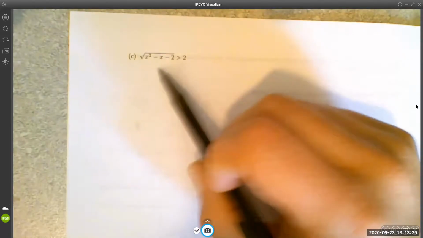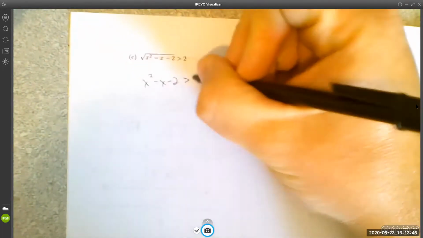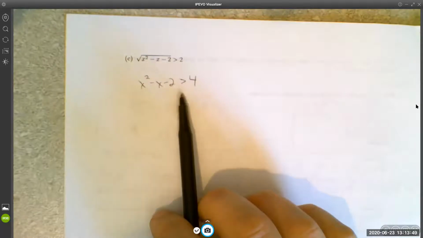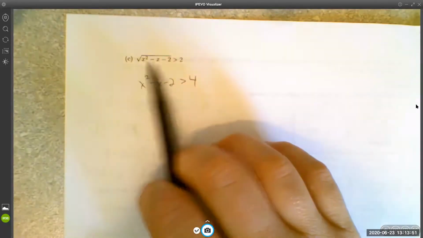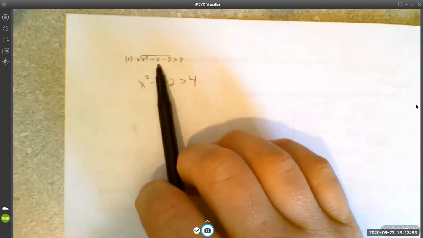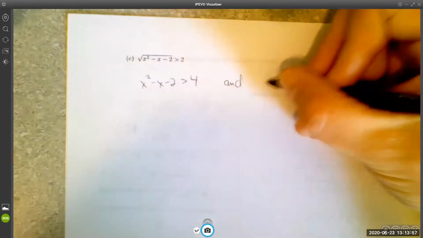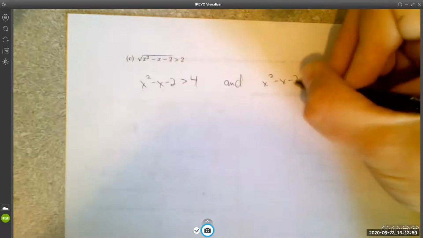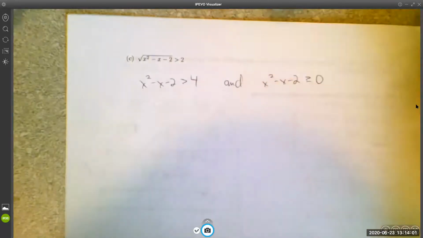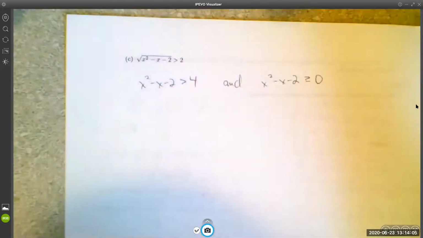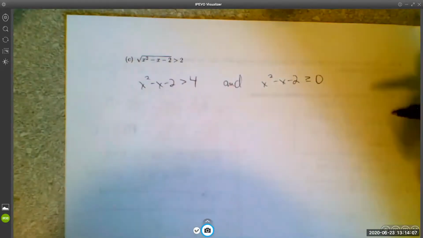So here, we can solve this inequality by squaring both sides. And now, what do you know? We've got this quadratic inequality. But we have to be careful too, because we need the radicand to be non-negative. So we also need x squared minus x minus 2 to be greater than or equal to 0, right? Because it's a radical inequality. Well, let's see what we get here.